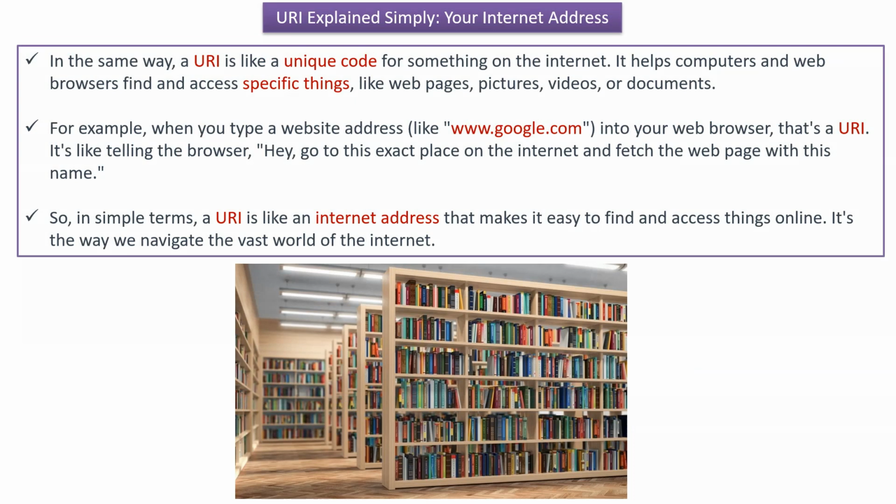For example, when you type a website address like www.google.com into your web browser, that is nothing but a URI. It is telling the browser, hey, go to the exact place on the internet and fetch the web page with this specific name. So in simple terms, a URI is like an internet address. That makes it easy to find and access things online. And it is the way we navigate the vast world of the internet.